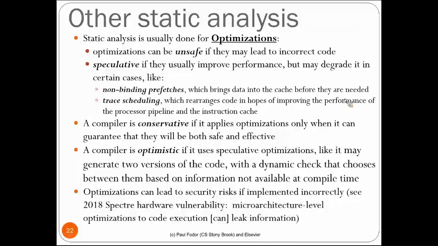Optimizations may lead to security risks if they are implemented incorrectly. For instance, the 2018 Spectre and Meltdown hardware vulnerabilities are because of this kind of optimization. They are basically the fact that an optimization may load values in the cache memory, but the rollback code did not actually undo these cache register allocations. So in fact, it may leak information to other processes that are running on the processor at the same time.